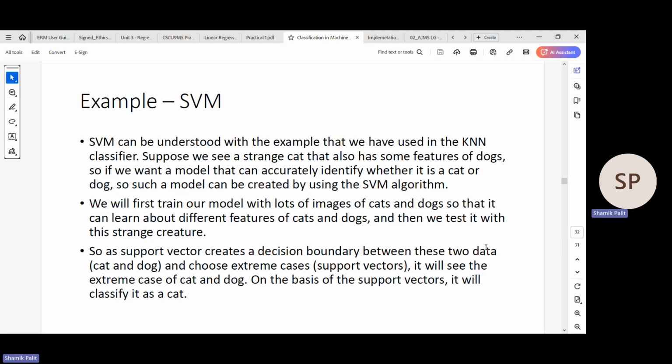Generally, when you're talking about SVM, it is a little bit more advanced compared to the previous algorithm, KNN, which you have learned so far, and it works in a supervised environment.